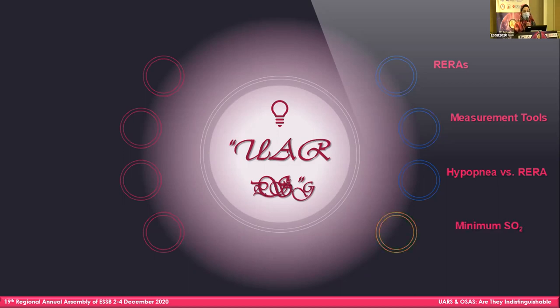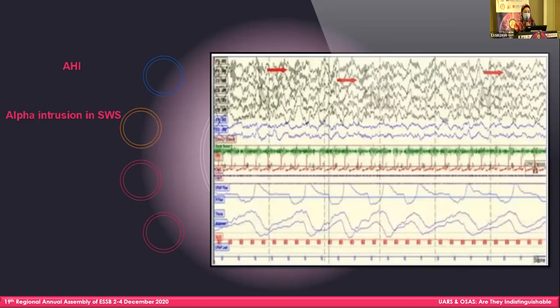The nadir minimum oxygen saturation in upper airway resistance syndrome is more than 92%, which is not the case in obstructive sleep apnea. And for the apnea hypopnea index, it's more than 5 in obstructive sleep apnea, but it's less than 5 in upper airway resistance syndrome. The electrocortical intrusion of the alpha waves in the slow wave sleep is best seen in upper airway resistance syndrome, but it's a rare or unusual phenomenon to be seen in obstructive sleep apnea.